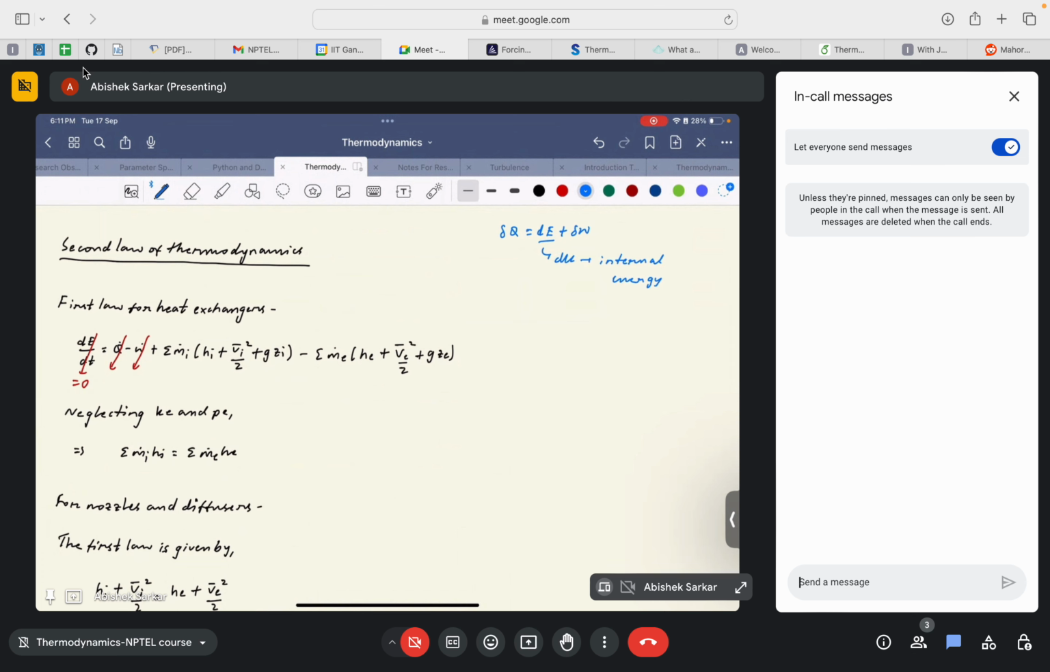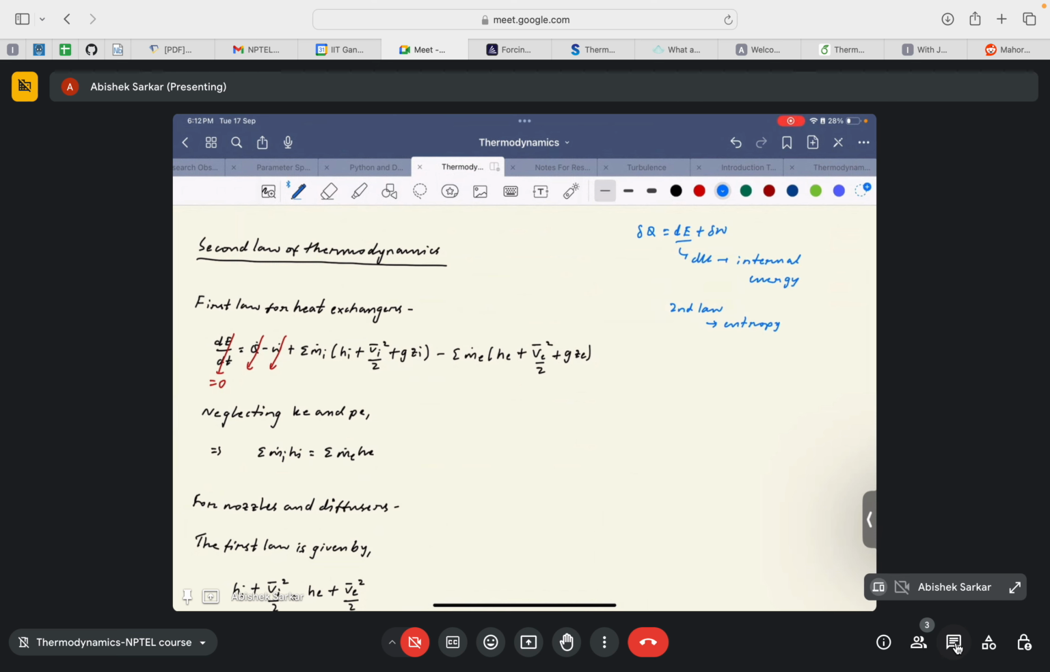Similarly, in the second law of thermodynamics, we will again be introduced to a new thermodynamic property, that is the entropy. Right now, at least in this week's session, we will not be discussing entropy, but we will be discussing the elements that are necessary to understand the term entropy itself. So with that motivation, let us start today's session.